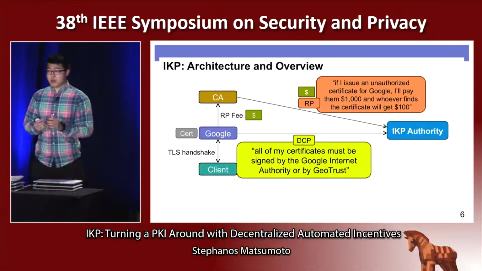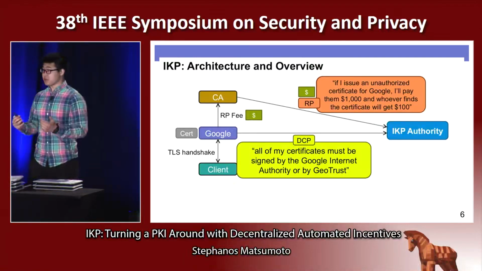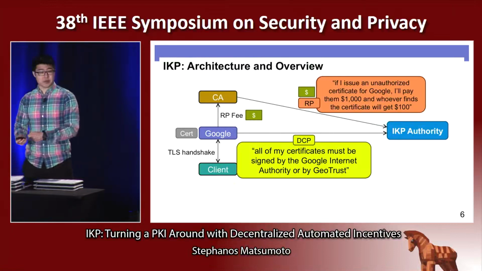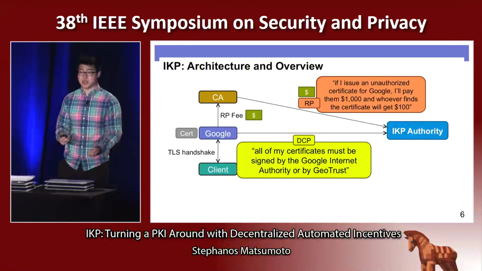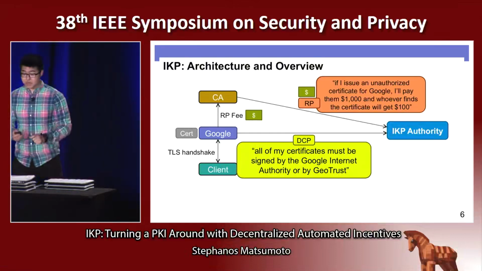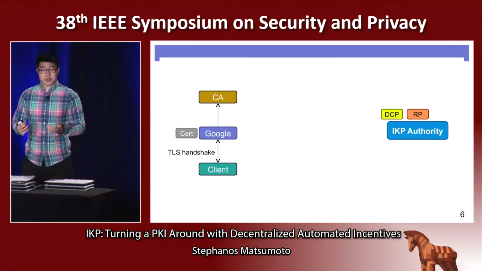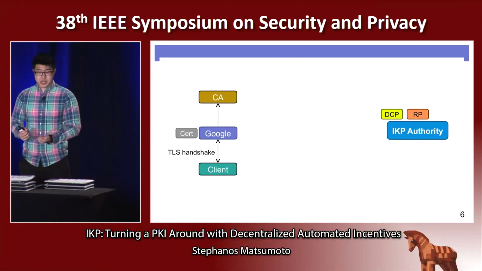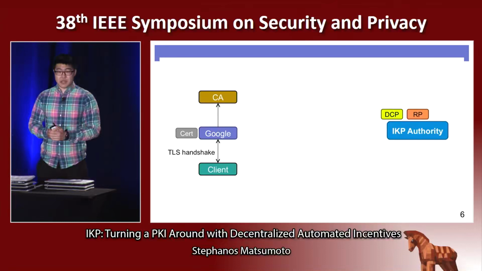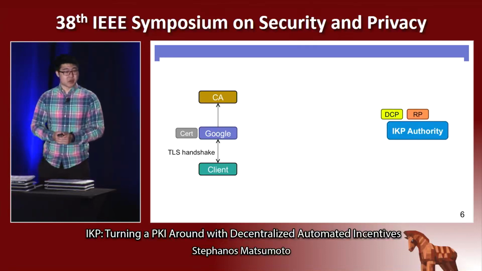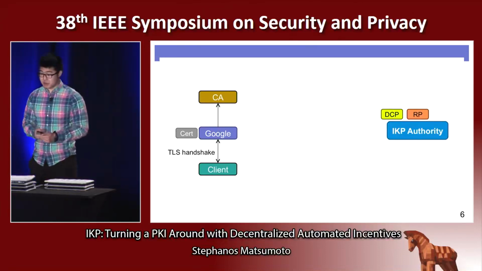Now, I want to point out that in a common case in which nothing goes wrong, the CA can claim this escrowed money back and thus have profited from selling this reaction policy to the domain. And the IKP authority is going to maintain all of this information locally. So we can see that if the IKP authority publicizes this information, then all of that is publicly available.